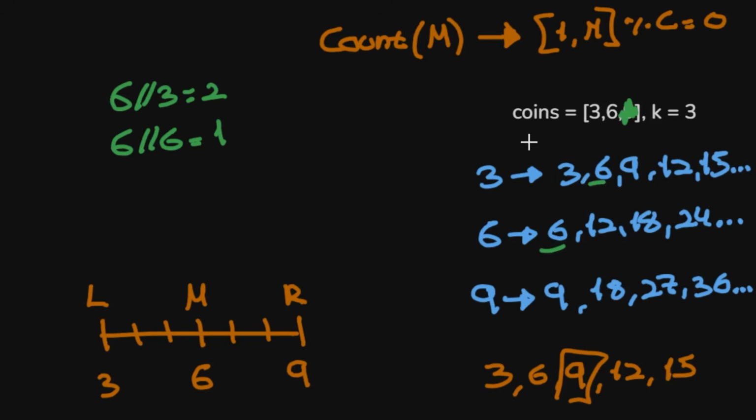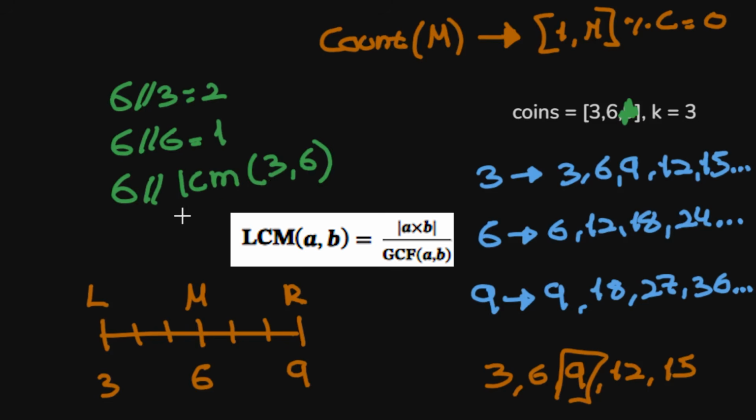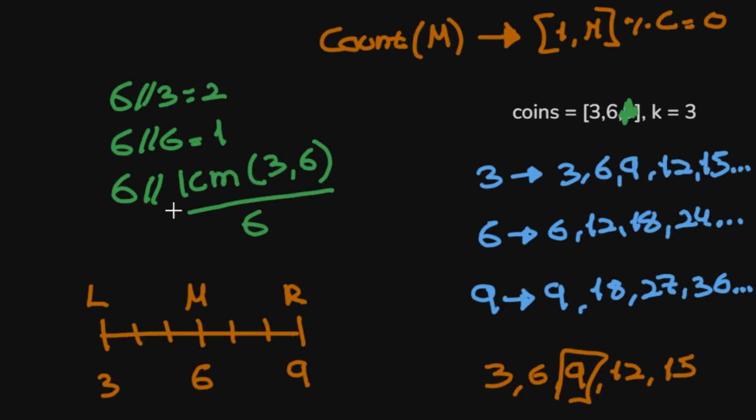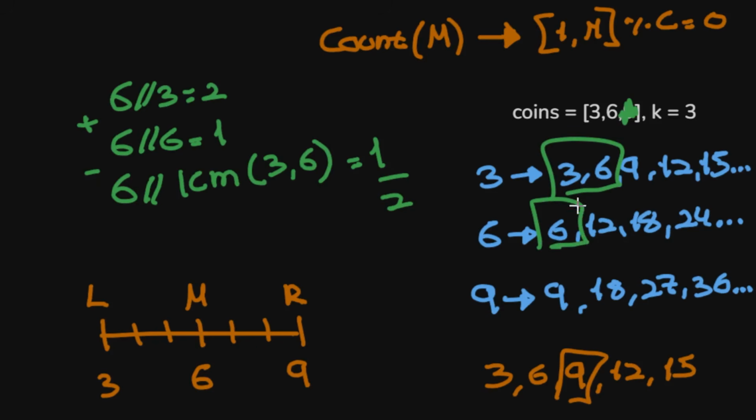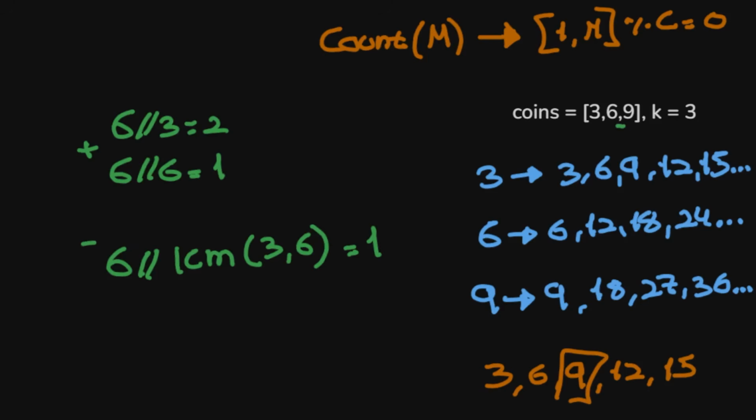The question is how? The key to find the intersection point between these two denominations is to take the least common multiple. So we take the LCM of 3 and 6 and the result is 6. Now we can do 6 divided by 6 and the result is 1, which means that here we have one repeated element. So now we can do 2 plus 1 minus the intersection point 1 and the result here is 2. As you can see, this makes sense because if we remove one of the repeated elements, we can build two amounts. And what if we have more denominations?